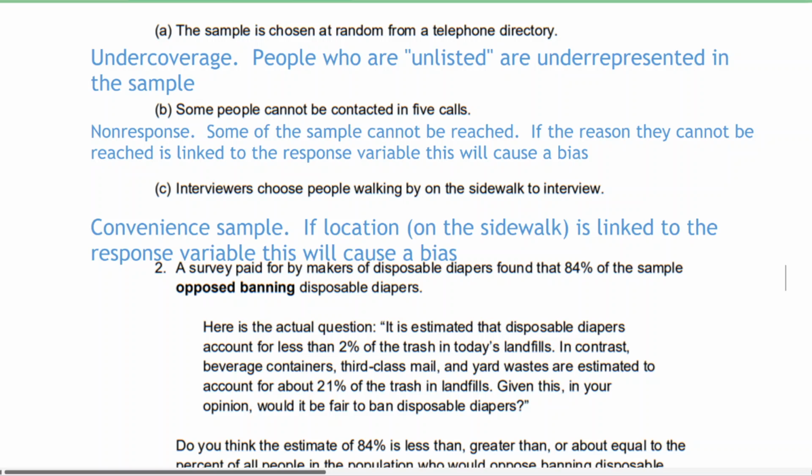Next, what about interviewers choosing people on the sidewalk to interview? Well, that's not a great idea. That would be a convenience sample because we're only getting people who are easier to reach. If that location is again linked to the response variable, that is going to be a bias.